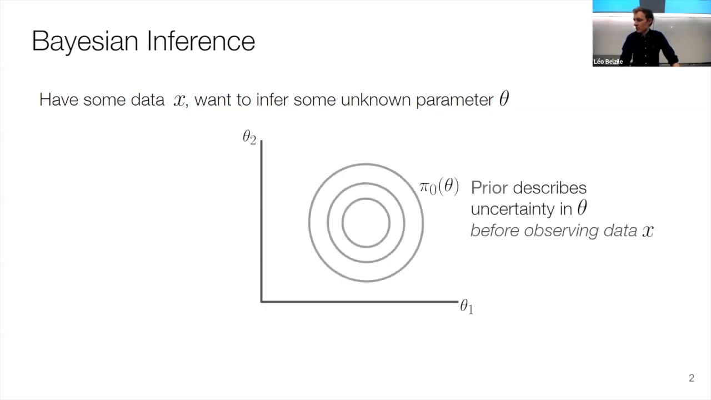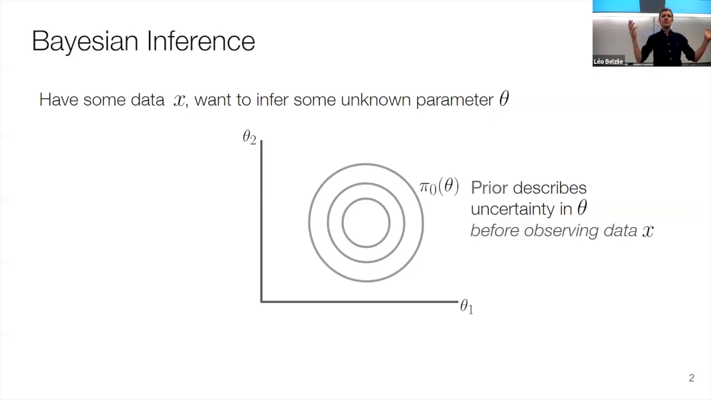And as a Bayesian, I want to characterize my uncertainty in theta. And so I'll start, before I've observed any data, by specifying a prior distribution on theta. That characterizes the uncertainty that I have in theta before seeing data. I'll call the distribution and the density function pi naught, interchangeably, throughout the talk. Sometimes I'll refer to that as a reference distribution.